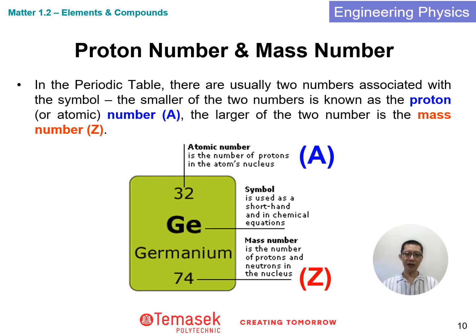With the atomic or proton and mass numbers, we can determine the number of protons, neutrons, and electrons in an atom. For example, germanium with an atomic number of 32 has 32 protons and 32 electrons, balancing the charges and making the atom neutral.